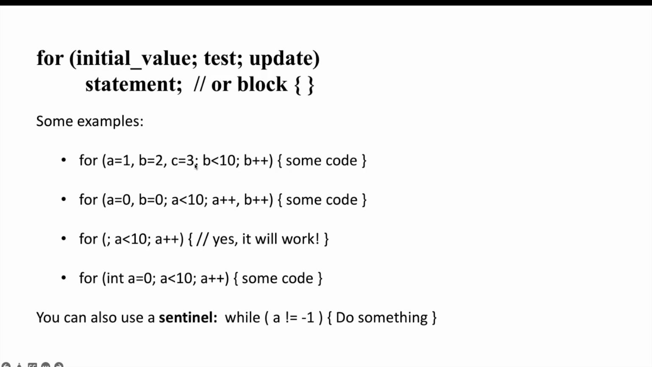Remember, on the first part, where is the initial value, I can put as many things as I want. Here I got 3 of them. I could have done 1, it doesn't matter. And on the end, on the update, I can also update many things at the same time. The only part of the for loop that is restricted to one thing is the middle one. B less than 10, a less than 10.